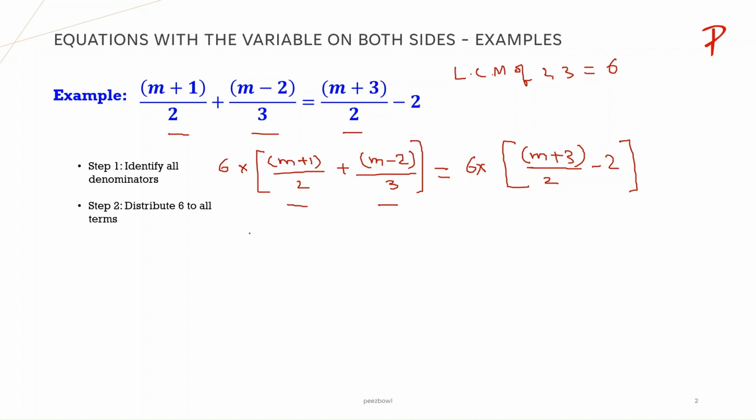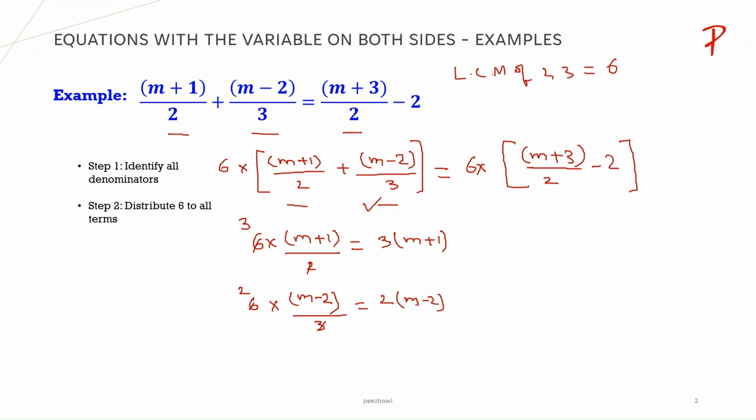So on the LHS, we will have 6 multiplied by m plus 1 upon 2. 2 threes are 6. So this is going to be 3 multiplied by m plus 1, right? And the second term, which is 6 multiplied by m minus 2 upon 3. 3 twos are 6. So this is 2 multiplied by m minus 2, right?